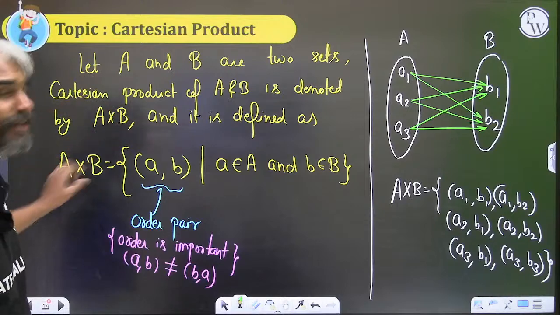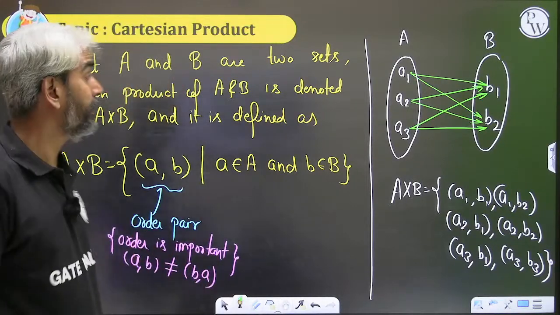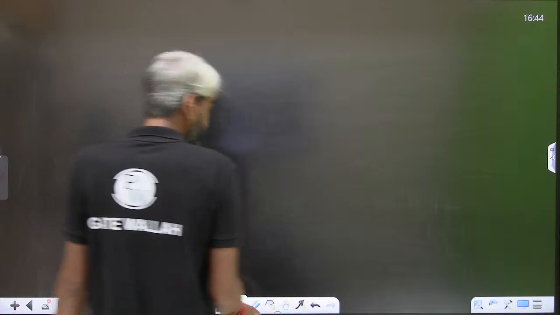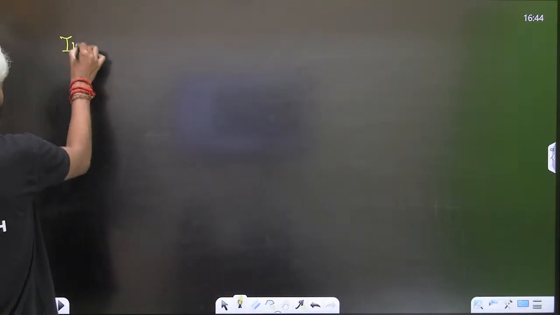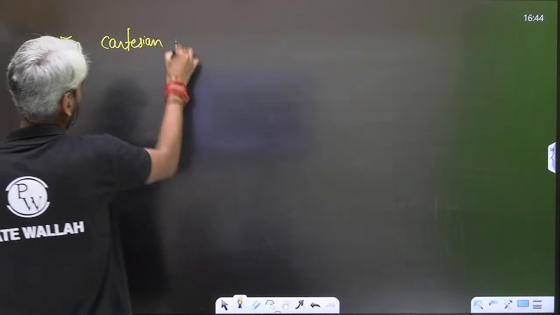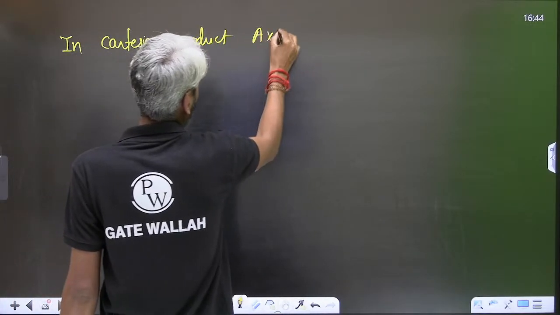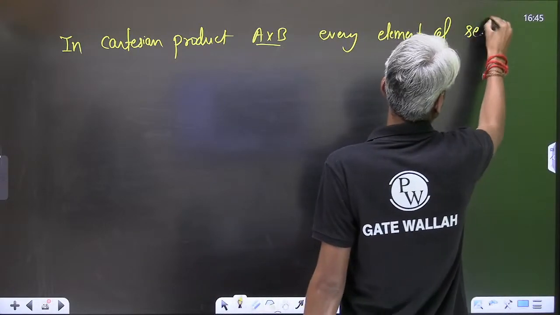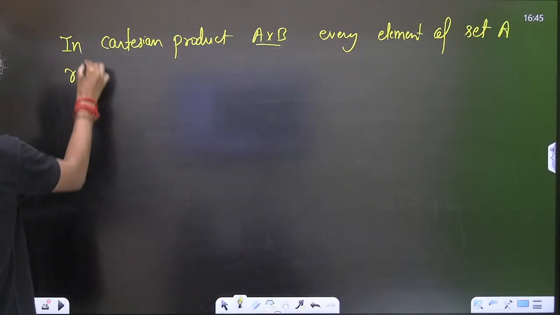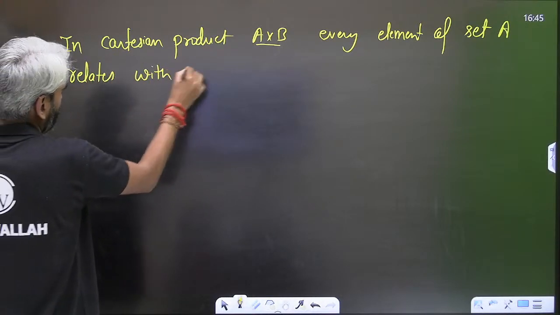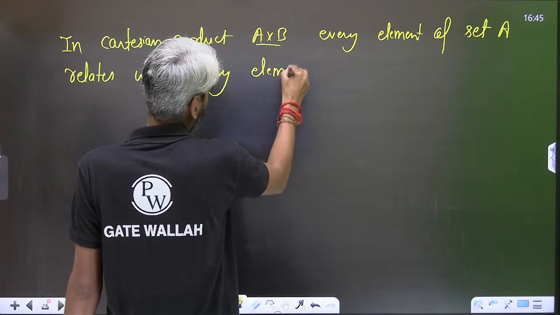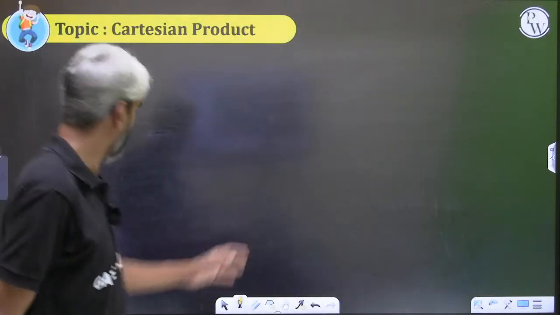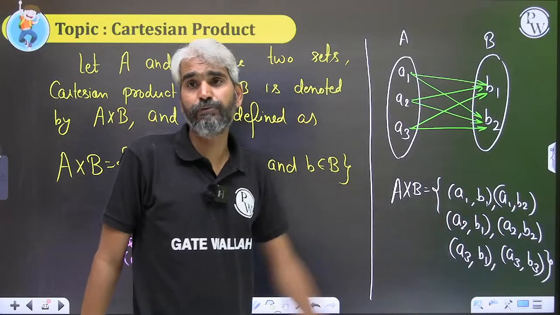So what happens in the Cartesian product? In the Cartesian product A cross B, every element of set A relates with every element of set B. Okay, so just note down, in Cartesian product A cross B, every element of set A relates with every element of set B. I hope you understand that this will be the set of Cartesian product of A and B.